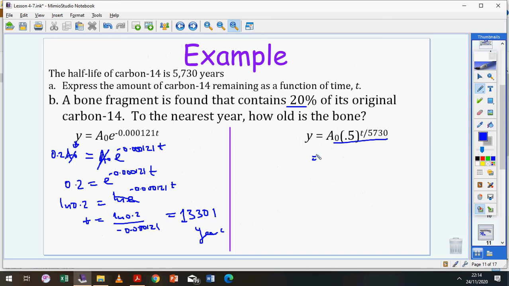So the new value is 20% of a naught, so 0.2 is equal to a naught times 0.5 to the power t, which is what I'm looking for, divided by 5730. A naught cancels out. I have 0.2 equals 0.5 to the power t out of 5730.